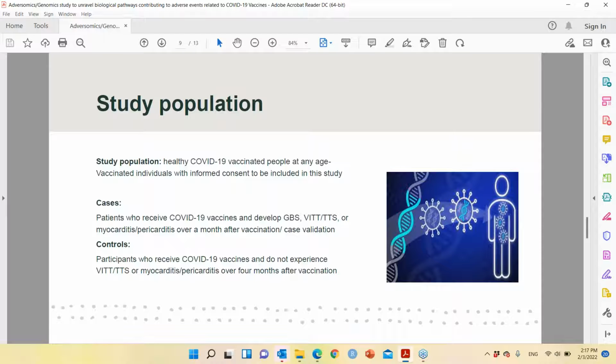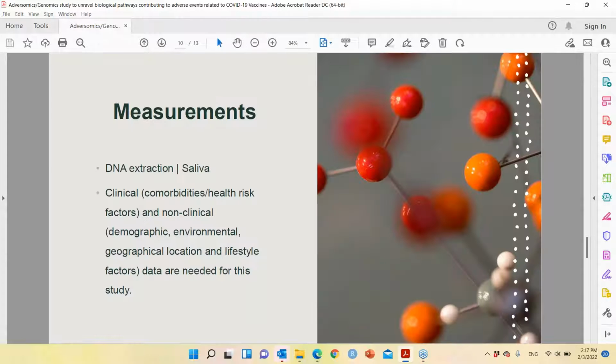From vaccinated individuals, what we need is informed consent; if they don't give us this consent, they cannot be included in this study. Cases are patients who receive the COVID-19 vaccine and develop these adverse events of special interest over months after vaccination. We really need case validation for these cases. Controls are participants who received COVID-19 vaccination and did not experience any events over 4 months after vaccination.